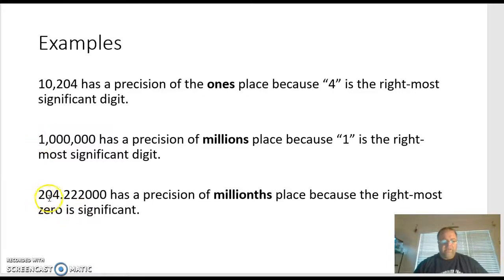All right, and then I have 204.222000. We have to go back to our significant digits and know that all these zeros are significant because they come on the right side of a decimal point. So this last 0 is the rightmost significant digit. It's in the tenths, hundredths, thousandths, 10,000ths, 100,000ths, millionths place, and that is our precision.